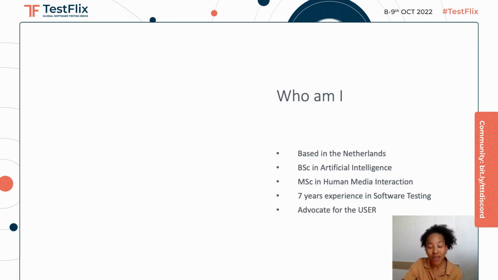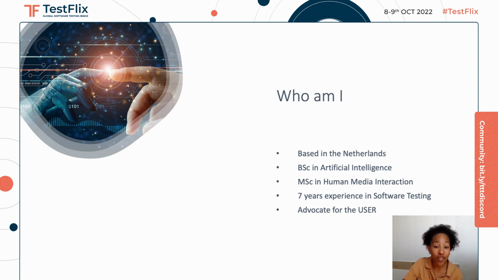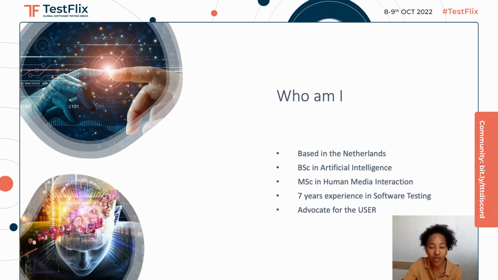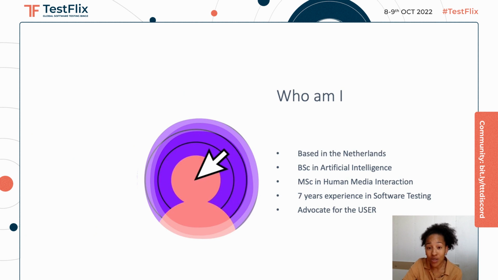Well, first I would like to tell you about me. I'm Kimberly, I'm based in the Netherlands. I have a bachelor's in artificial intelligence. But during this bachelor's, I thought, hey, I'm not really fond of robots and data, but I would rather know more about the user, the person I'm designing an application for. So I did a master's in interaction design, human media interaction, and I have been focusing on the user ever since.